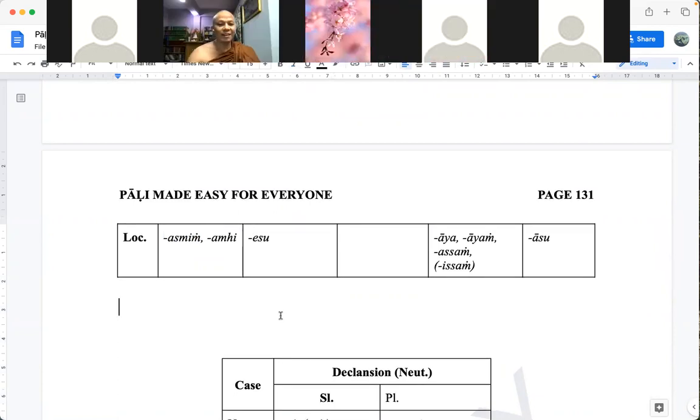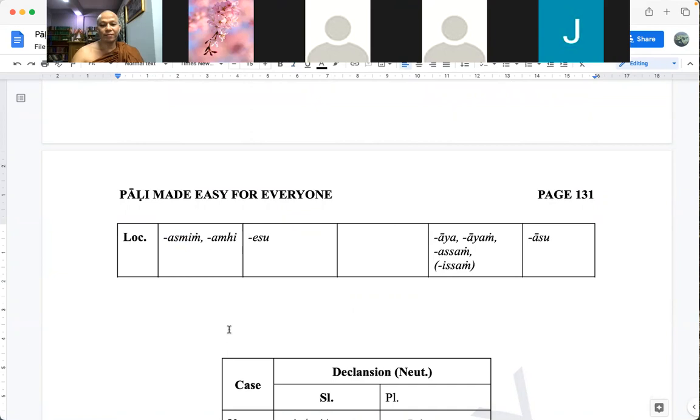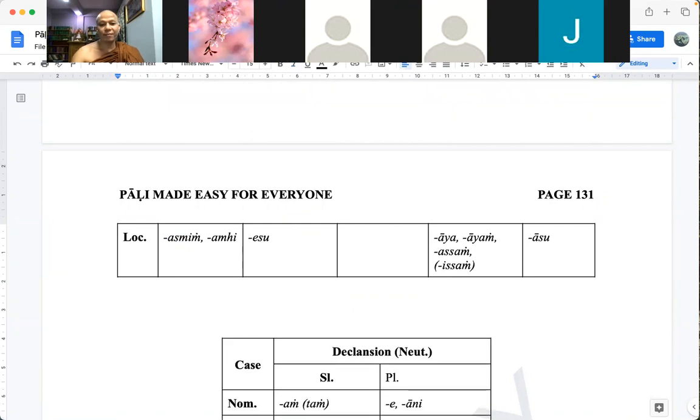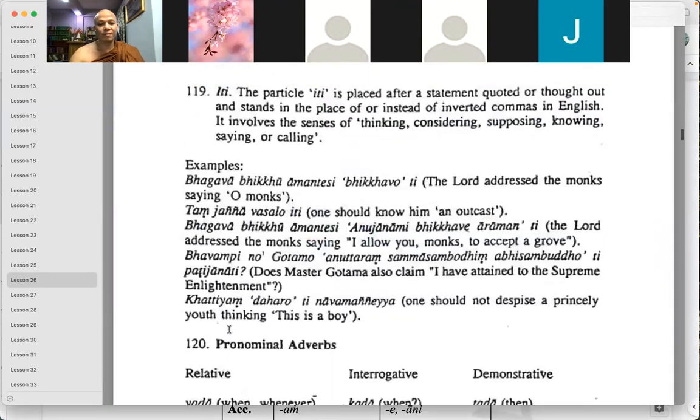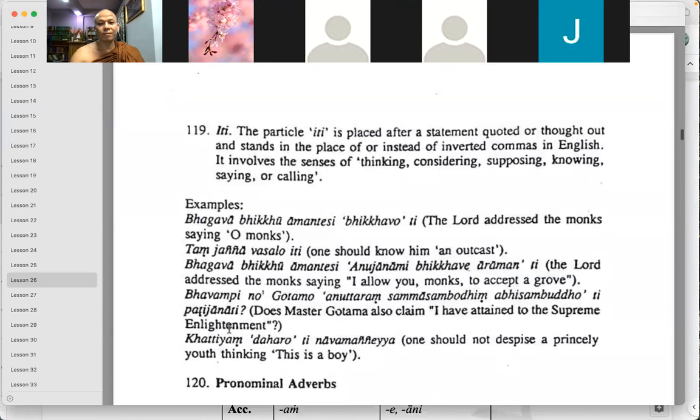And then Chan. Good evening, Bante. For the Pali Made Easy, there's one example. Or maybe this one first, Bante: Bhagava no Gotamo Param Sammasambuddho Abhisambuddho. So the aham is implicit in this, right?